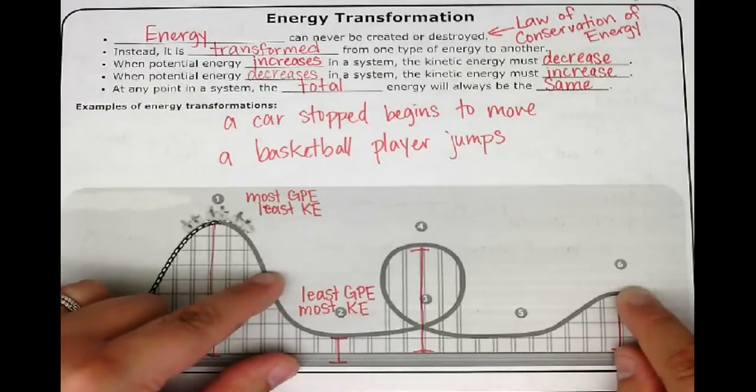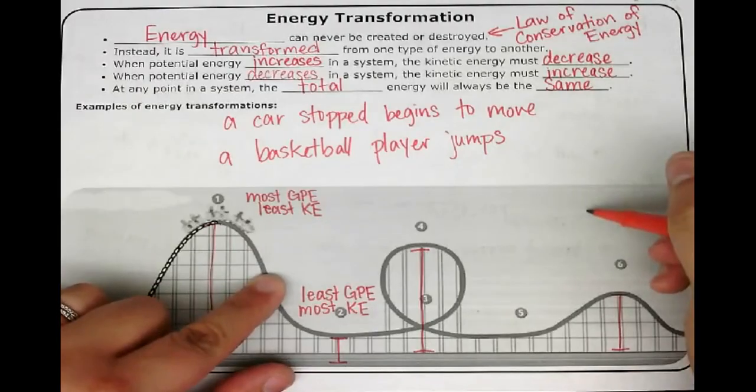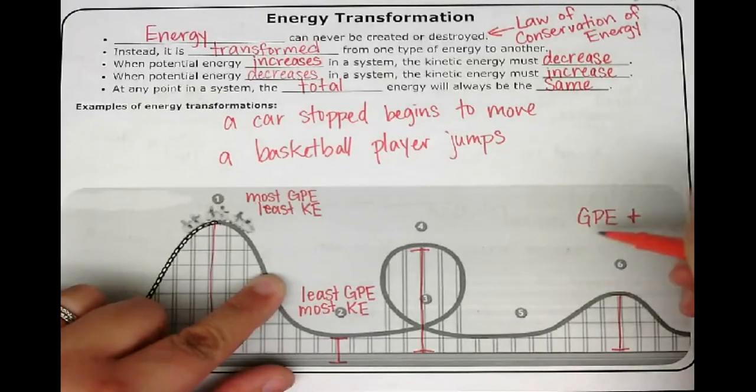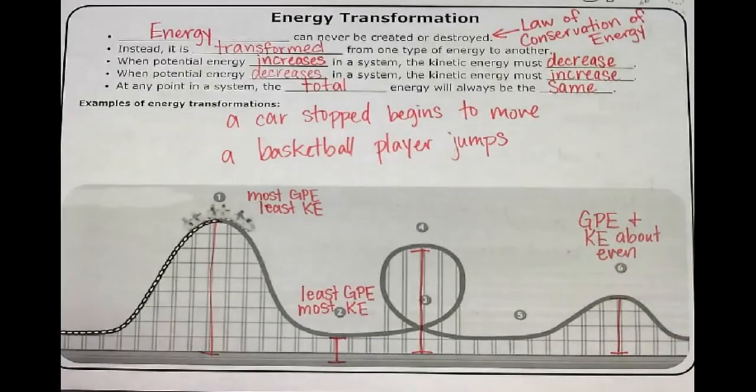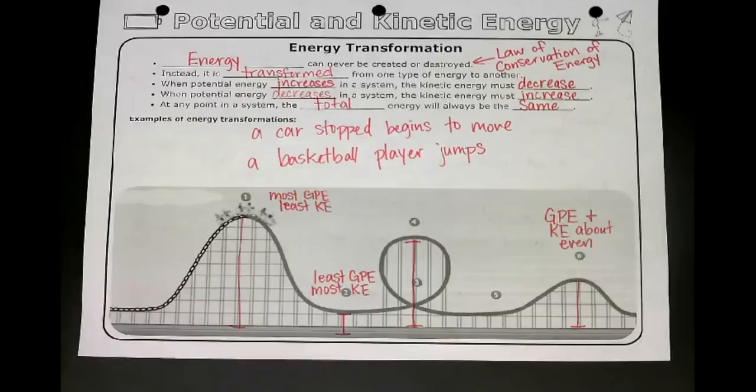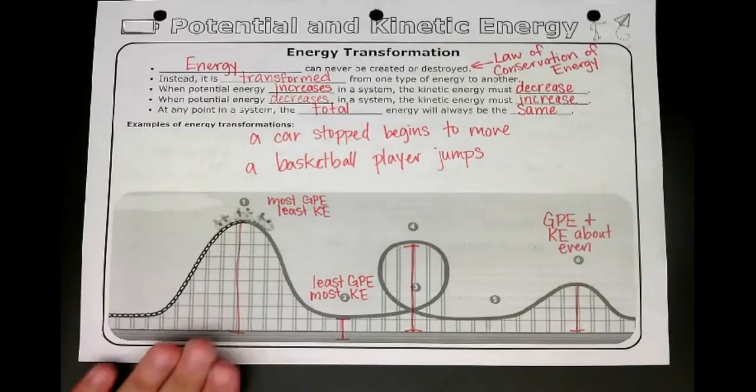So we're going to put on 6 GPE and KE about even. They're about the same. Go ahead and pause that right here if we need to finish getting the notes done. These notes are going to go into your binder. And on to the next thing.